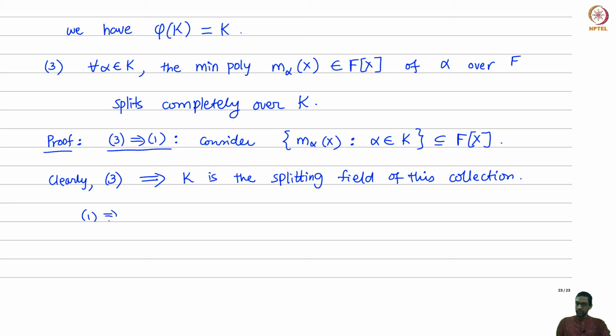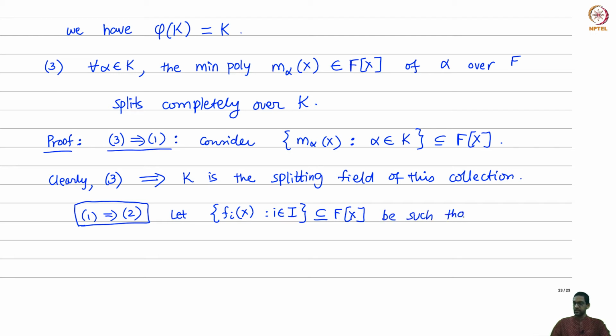Now let's show 1 implies 2. So I am going to assume 1, that it is a normal extension, meaning there exists a collection for which it is a splitting field, and I will prove 2, which is that any homomorphism of the algebraic closure will have to preserve this subfield k. Okay, so let's start with the definition. Let f_i(x), i ranging over some index set, a subset of F[x], be such that k is its splitting field.